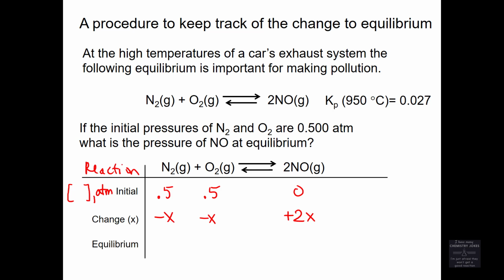And at equilibrium, if you want to fill this all out as 0.5 minus x, 0.5 minus x, 0 plus 2x, you can, but I will often skip that and go straight to equilibrium in terms of atmospheres. I've decided I can't fit it in. So if we go to our next slide and write the Kp expression, because I'm going to be filling in partial pressures here, that would be the partial pressure of NO squared divided by the partial pressure of N2 times the partial pressure of O2.